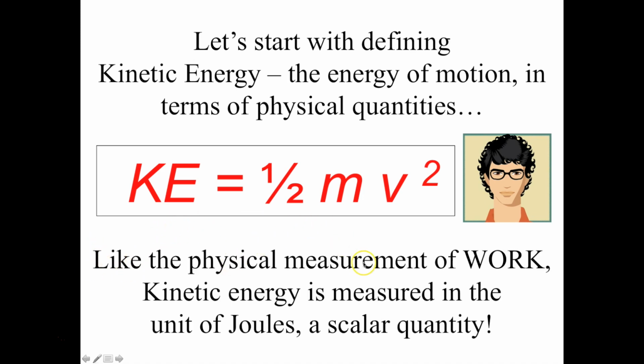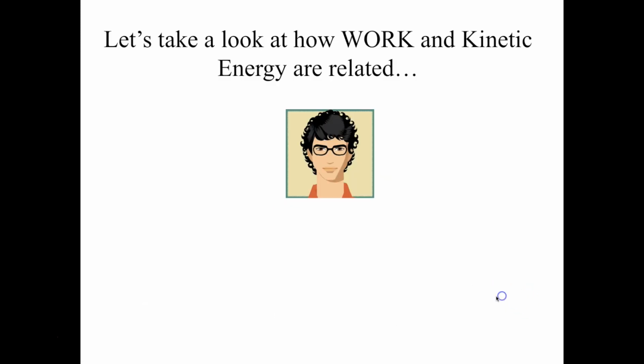Like the physical measurement of work, kinetic energy is measured in the unit of joules. It's a scalar quantity. What does that mean? Scalar quantities do not have direction, unlike their counterpart vectors. So with a vector, you can say, I have been traveling 5 meters per second east, but you can't say 50 joules east. That doesn't make any sense. Joules are just an amount. It's the amount of work performed on an object or the amount of energy possessed by an object. And there is no direction, which in some cases actually makes it easier to work with.